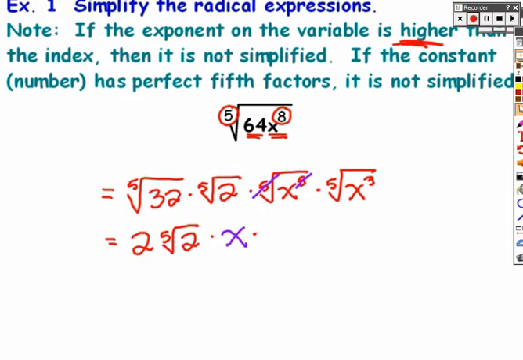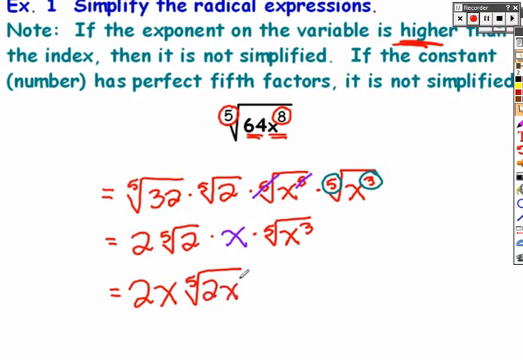And on the last term, your exponent is smaller than your index, so we will just leave that. That's in simplified form as the 5th root of x cubed. And then if I combine these to get my answer, I have a 2 out in front of the radical, an x out in front, and then you have a 5th root of 2 and x cubed, putting these terms and just combining them under the radical. That's your most simplified answer.